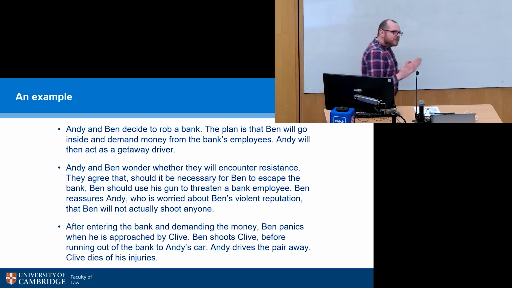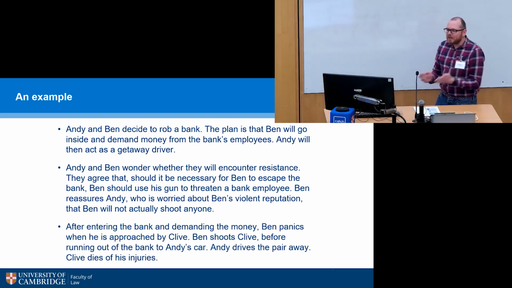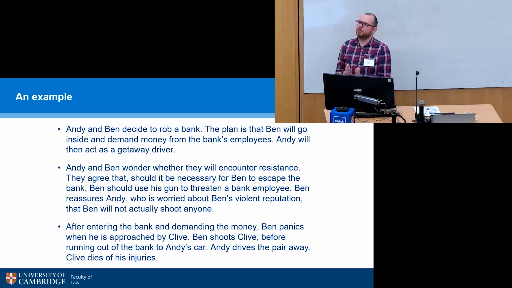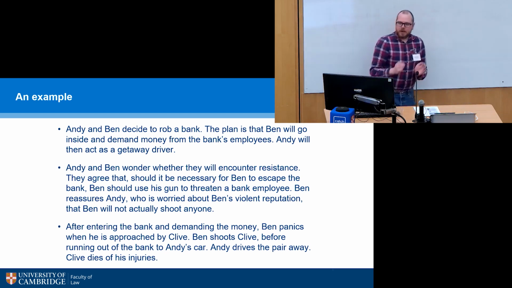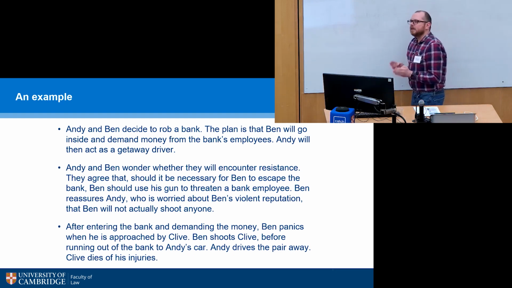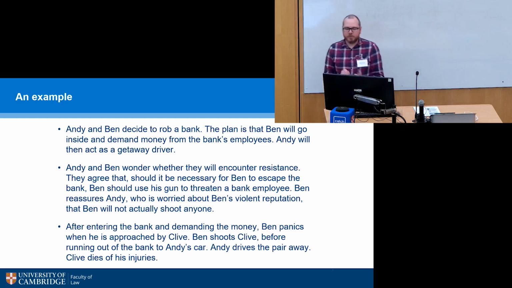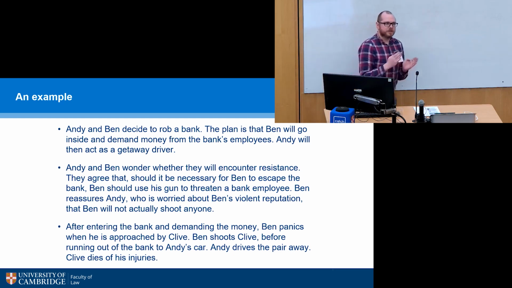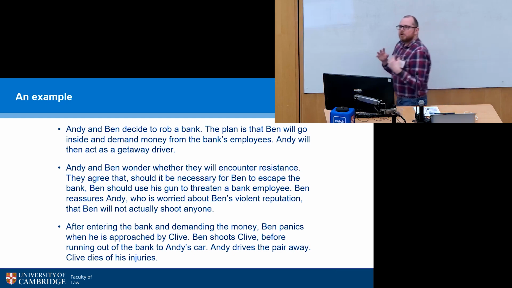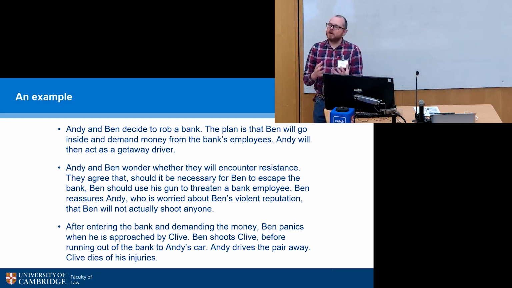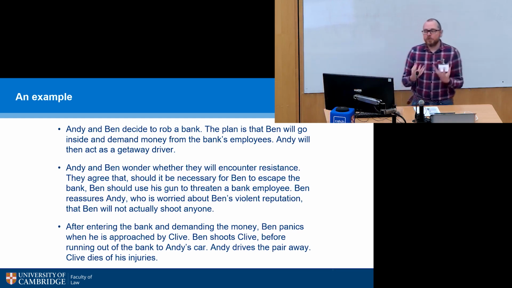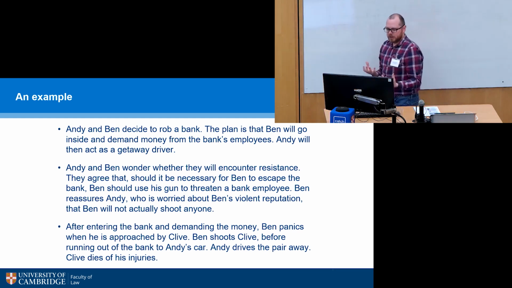When it comes to executing this plan, after entering the bank and demanding the money, Ben panics when he's approached by Clive. Ben shoots Clive before running out of the bank to Andy's car. Andy drives the pair away and Clive dies of his injuries. What I want to do with this example is work through that understanding of murder to see if either or both of these parties will be liable for that crime.